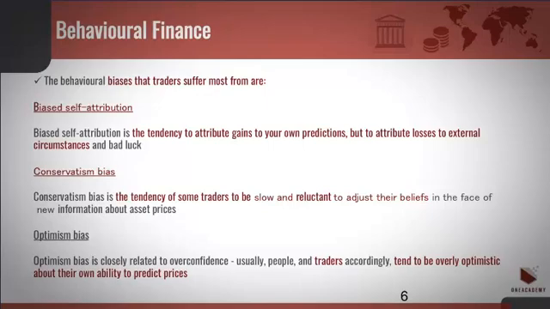Optimism. Optimism bias is closely related to overconfidence. Usually, people and traders accordingly tend to be overly optimistic about their own abilities to predict prices. In a recent survey in the U.S., 70% of high school students claim to have above-average leadership skills. Only 2% say they are below average. Imagine that for an unbiased self-judgment.